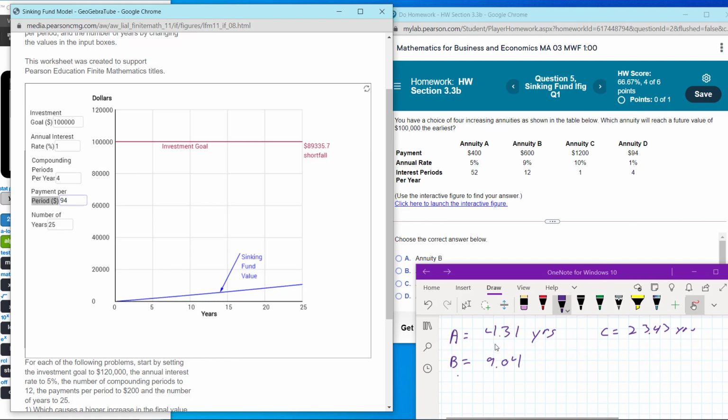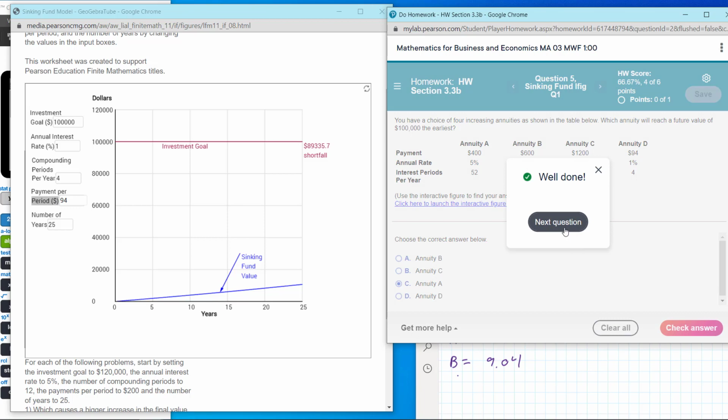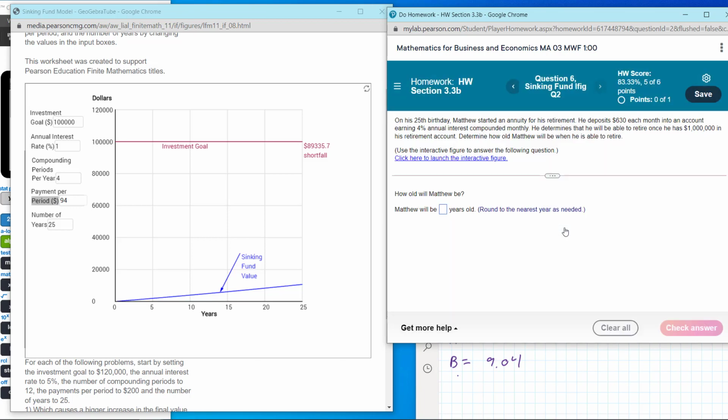A is 4.3 years. B is 9. The answer is obviously going to be A. There we go. And now we have one question left. For some of us, I thought we had more.